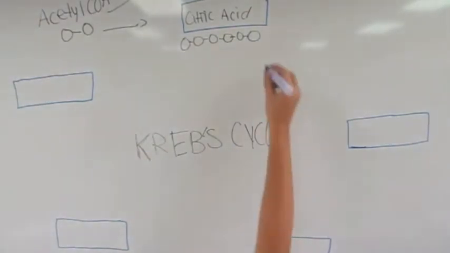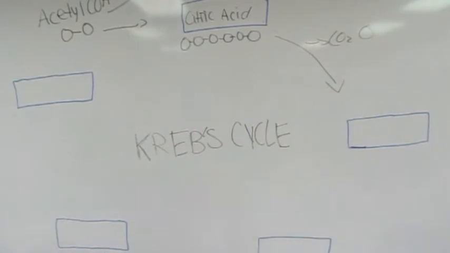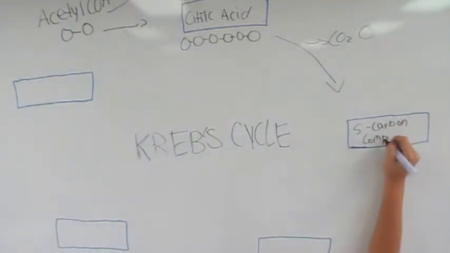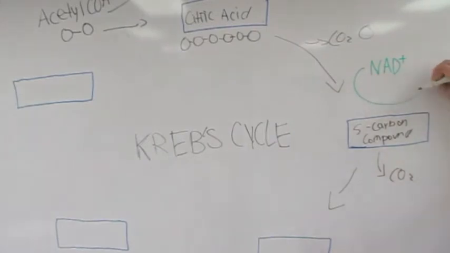The citric acid then releases a CO2 molecule and hydrogen atom to form a 5-carbon compound, making NADH and a proton in the process. This step occurs again, creating another NADH, but this time also making an ATP.